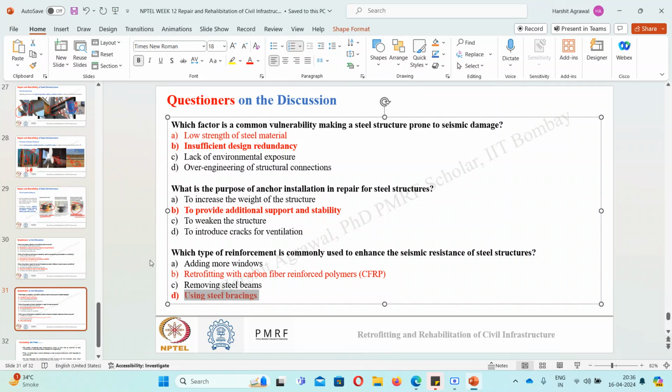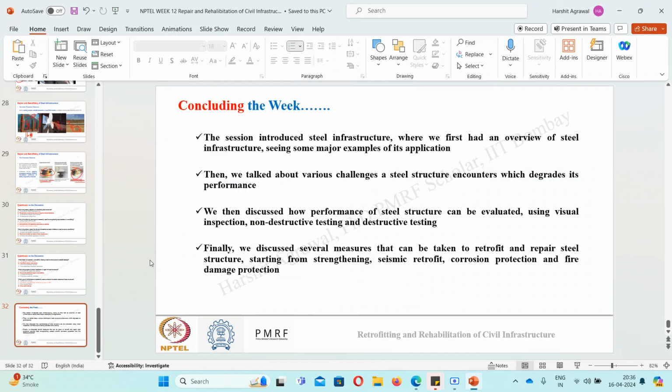Okay, so this was all for today's session. Let's conclude the session. The session introduced us to steel infrastructure, where we first had an overview of steel infrastructure. We saw some major examples of its application. Then we talked about various challenges that a steel structure encounters, which degrade its performance. We then discussed how performance of steel structure can be evaluated using visual inspection, non-destructive testing, and destructive testing. And finally, we discussed several measures that can be taken to retrofit and repair steel structure, starting from strengthening, seismic retrofitting, corrosion protection, and fire damage protection.